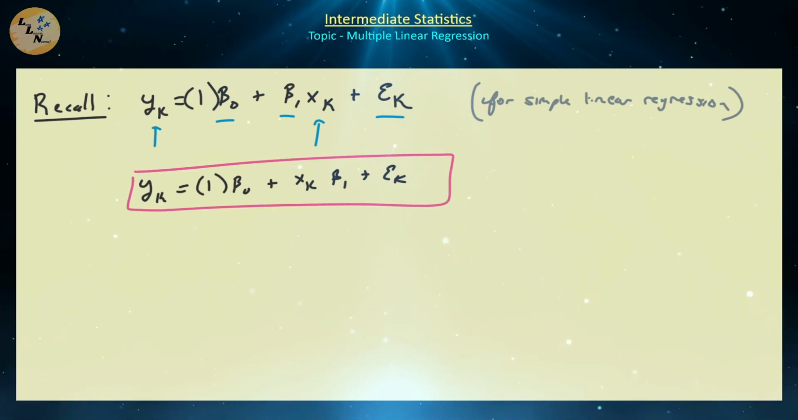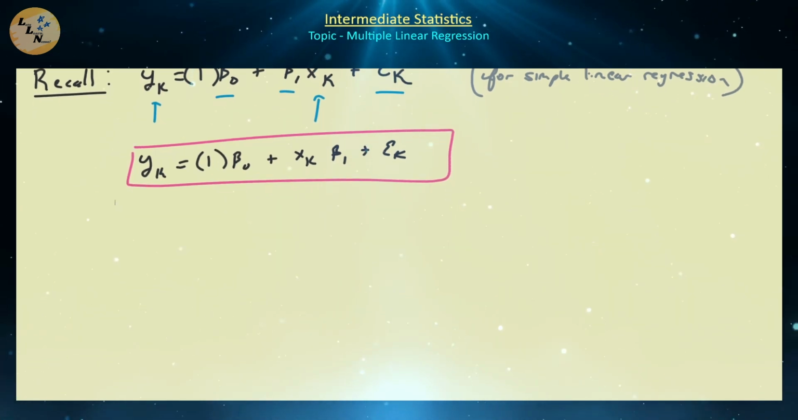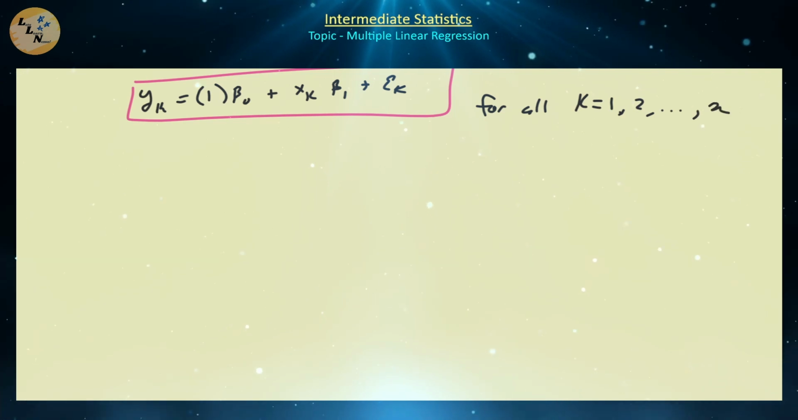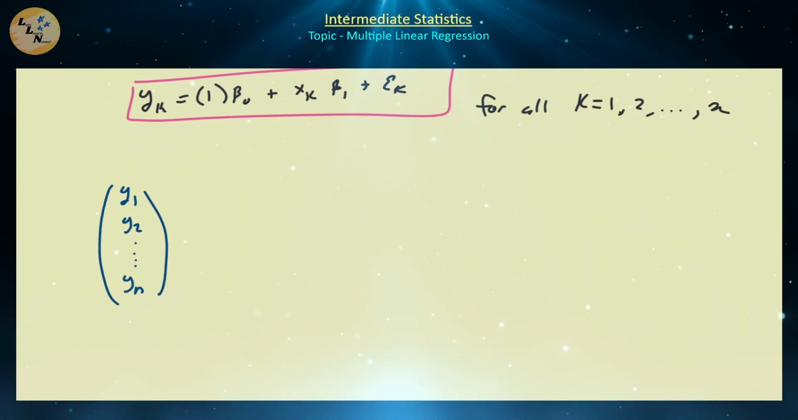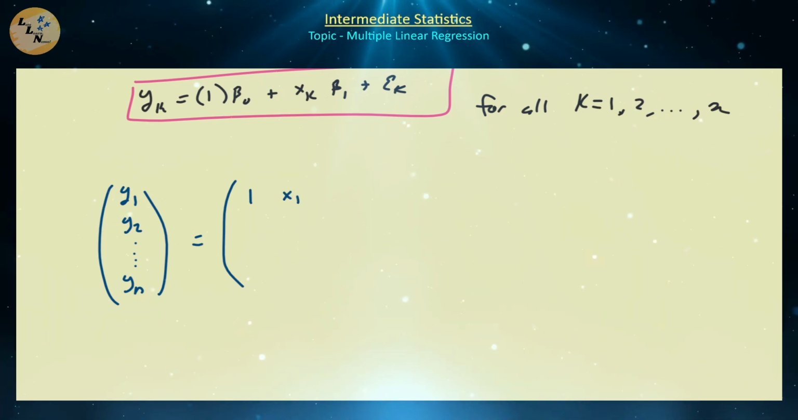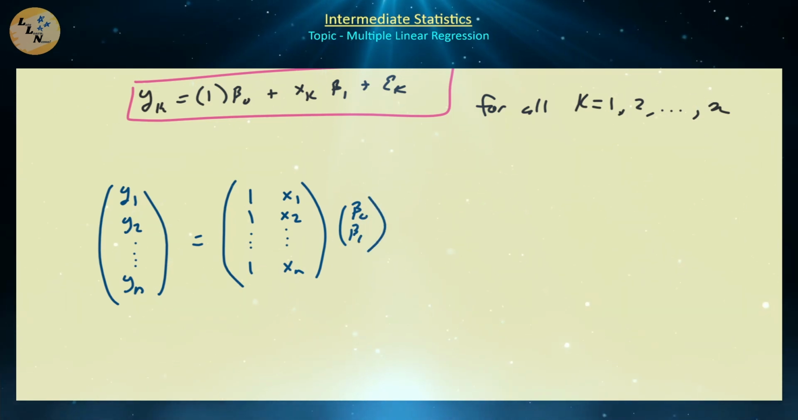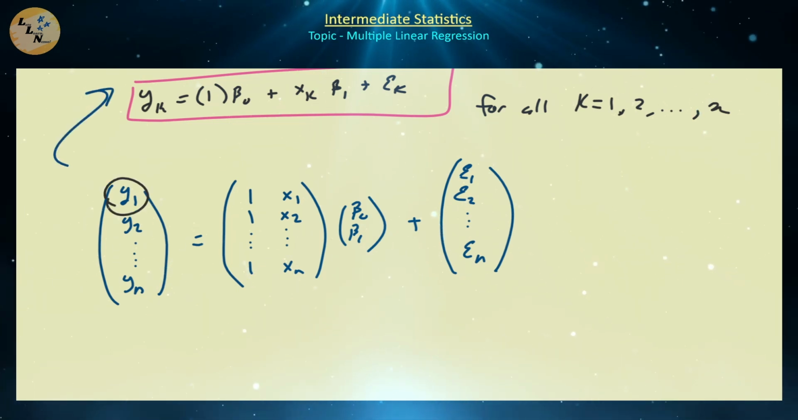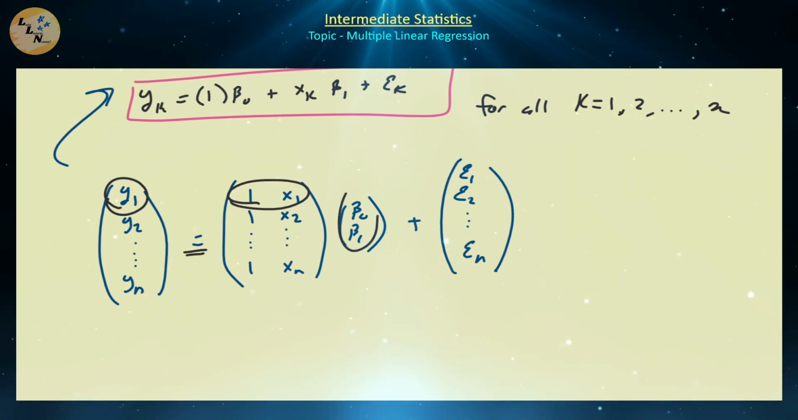That's going to make the next extension a little easier to see once we switch into vector and matrix mode. This is going to be true for all k equal to 1, 2, all the way down to n. So I can say that y1, y2, all the way down to yn as a vector is equal to the matrix with rows 1, x1, 1, x2, all the way down to 1, xn, times the vector beta 0, beta 1, plus epsilon 1, epsilon 2, all the way down to epsilon n. That is the matrix representation of that expression. You might ask, how is that the same? The first component, y1, is the dot product of that row with that vector, which is 1 times beta 0 plus x1 times beta 1, and then plus epsilon 1.